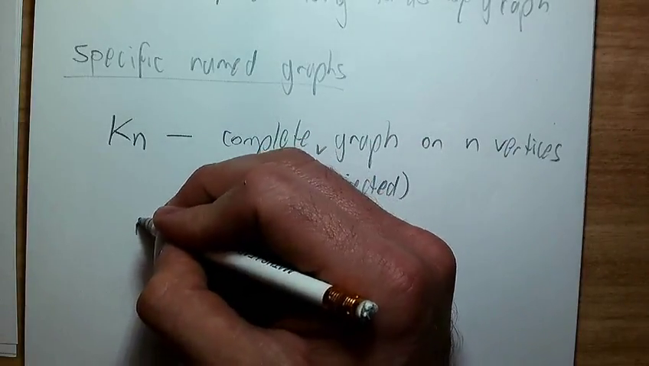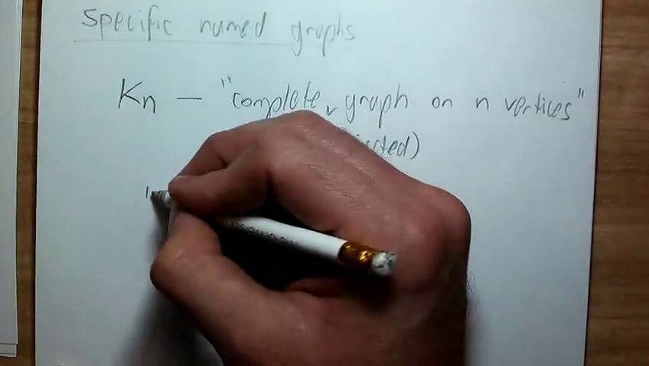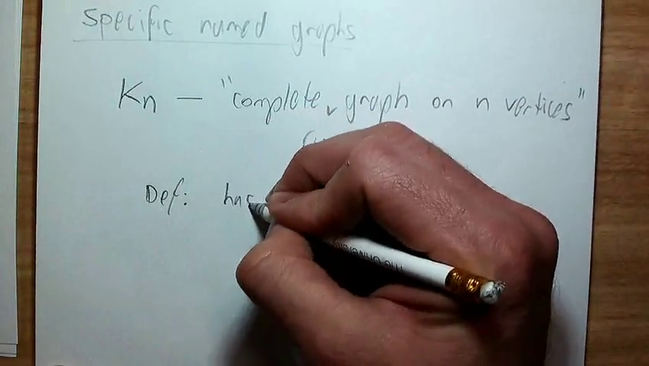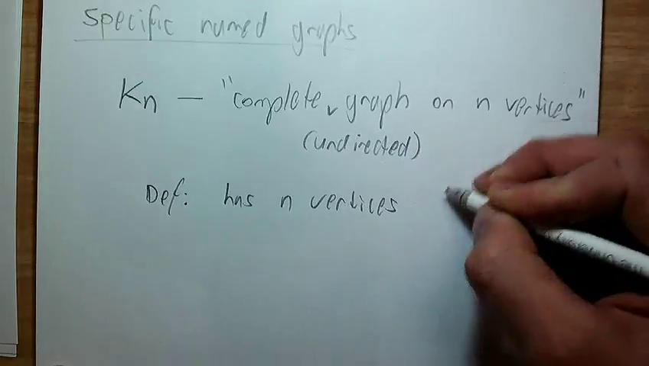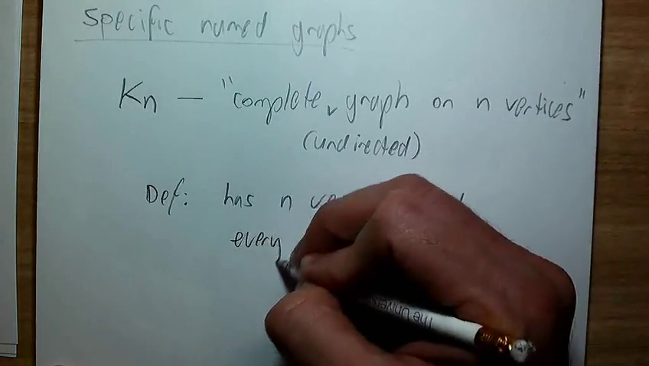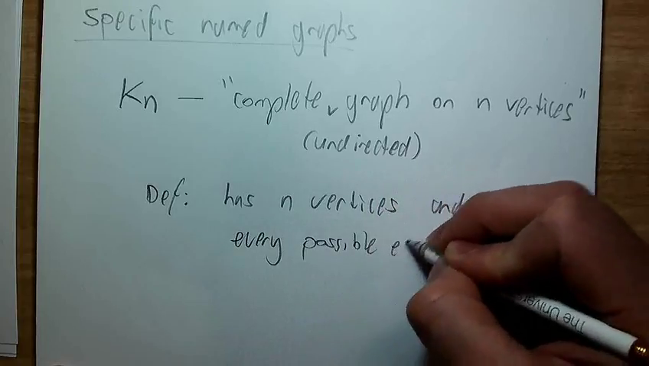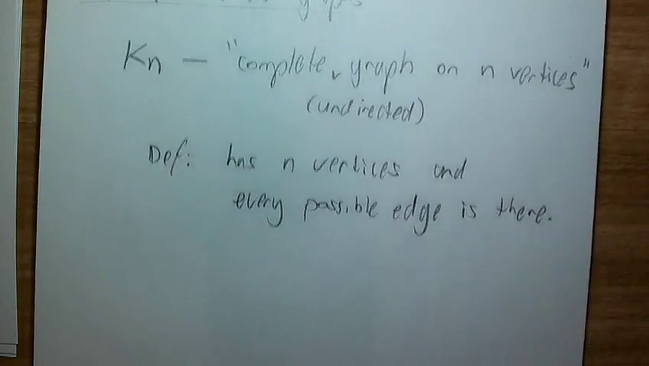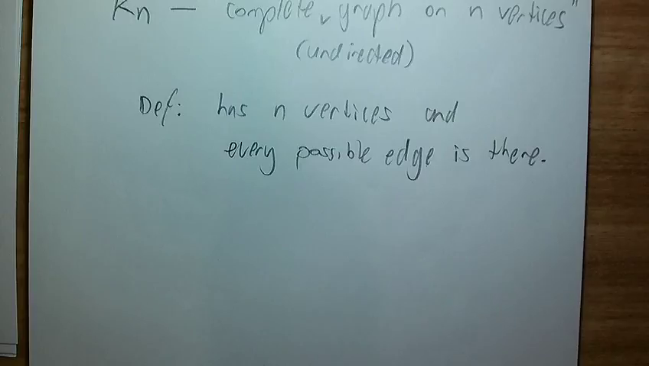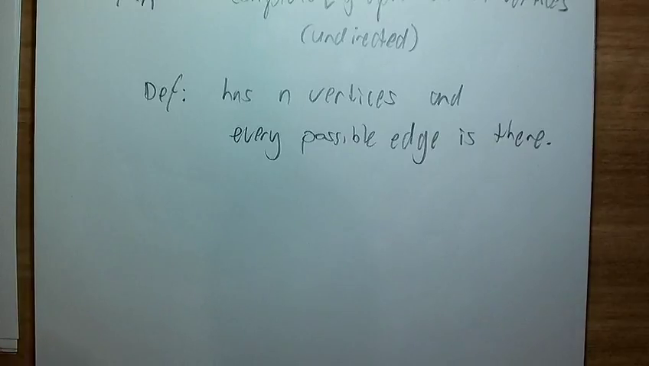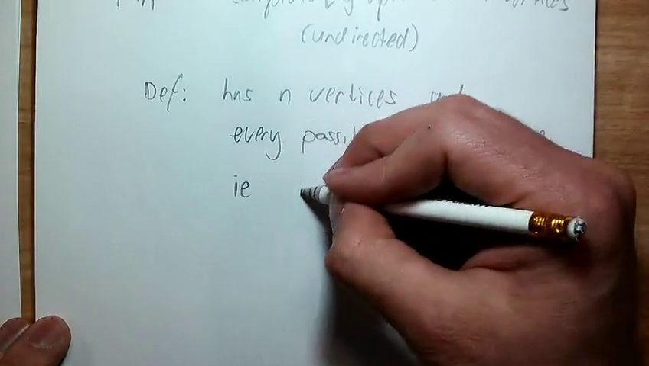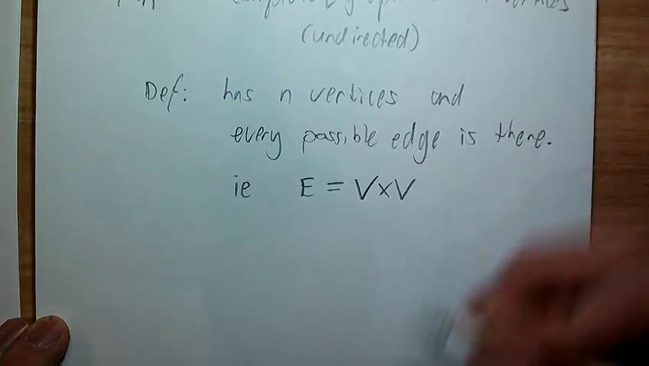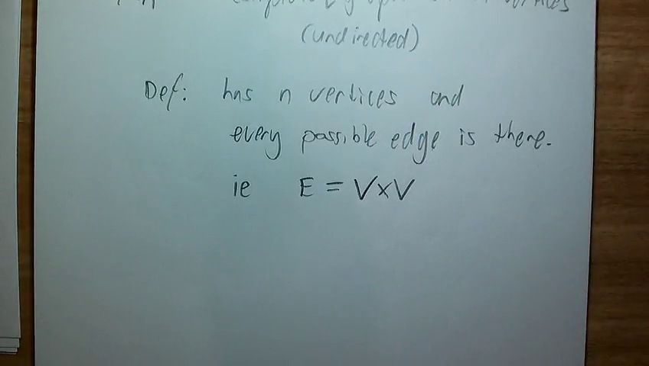So that's what it's called, and the definition is it has n vertices and every possible edge is there. So mathematically that would be E is equal to V cross V this time. Yep, basically. Well, sort of V cross V, yeah, i.e. E is actually equal to V cross V. For undirected graphs, E equal to V cross V is a bit weird, but it'll be okay.